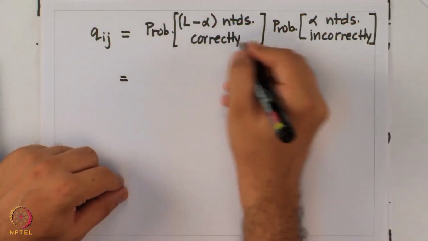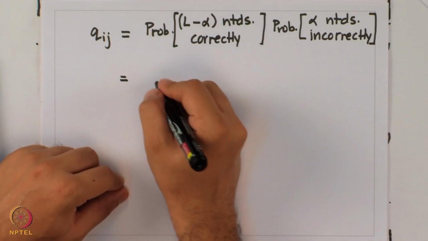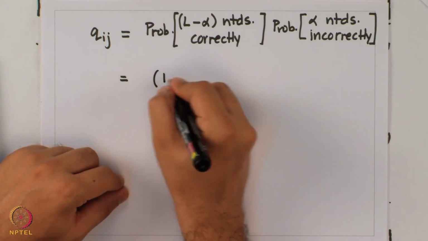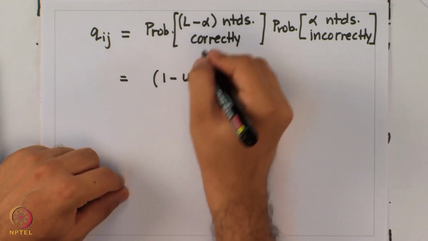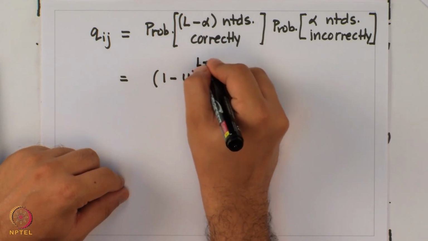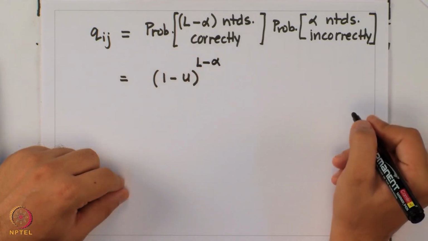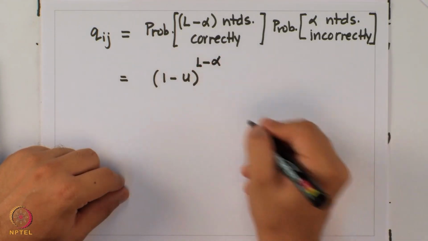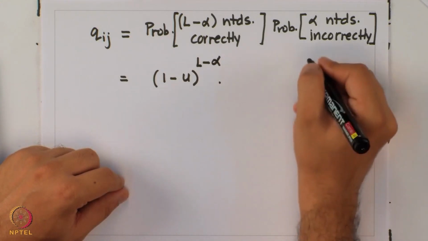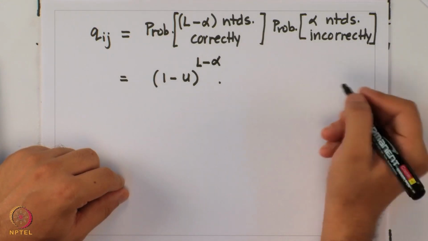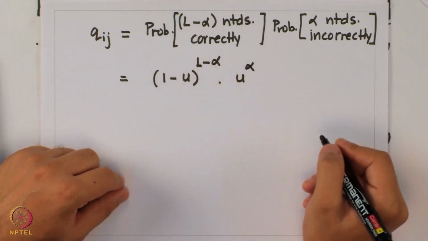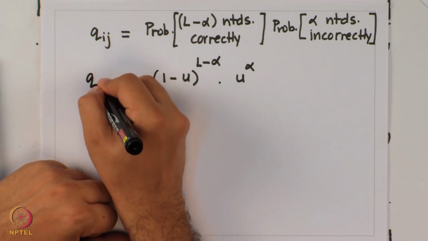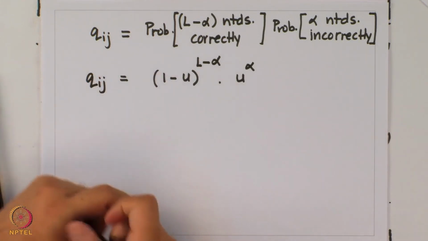Okay. So L minus alpha nucleotides need to be copied correctly. The probability that one nucleotide is copied correctly is 1 minus u. The probability that L minus alpha are copied correctly will be 1 minus u raised to the power L minus alpha, and the probability that alpha nucleotides are incorrectly copied would just be u to the power alpha. That is the expression that we have for Qij.